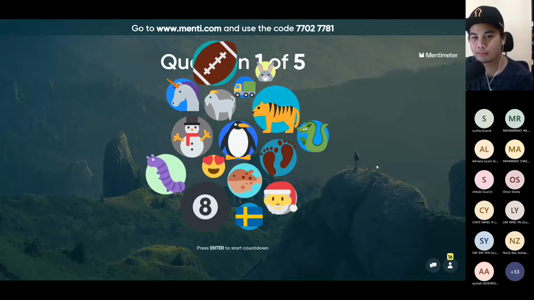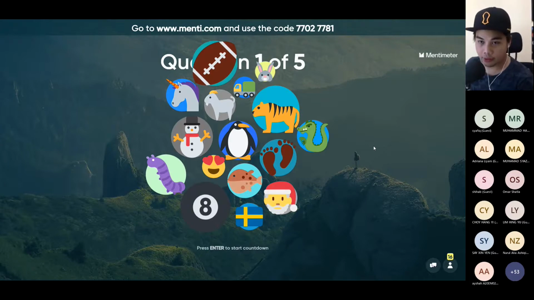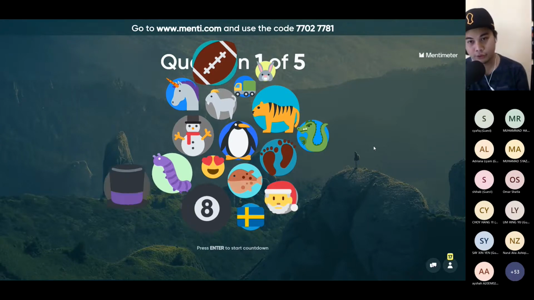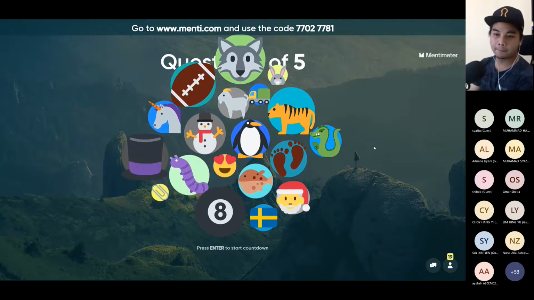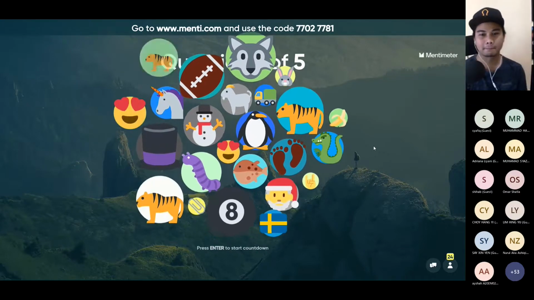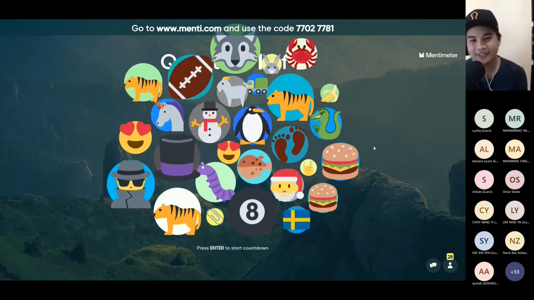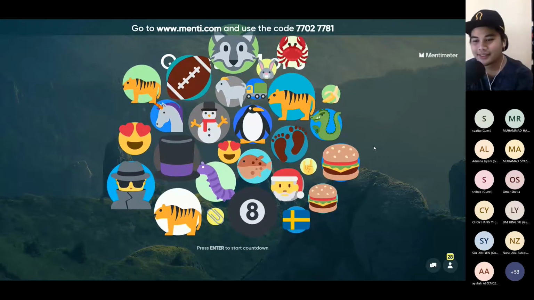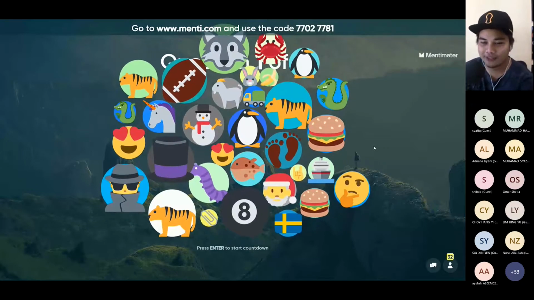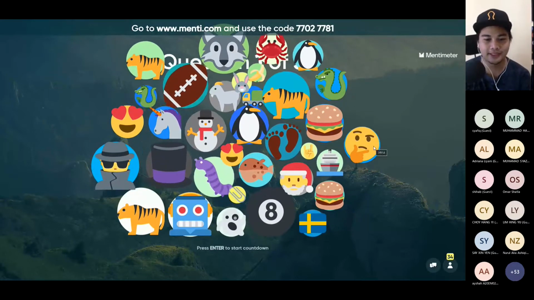Okay, please go to www.menti.com and enter the code 77027781. Let's see who will be the winner. Okay, please everyone join. We want to see your participation.